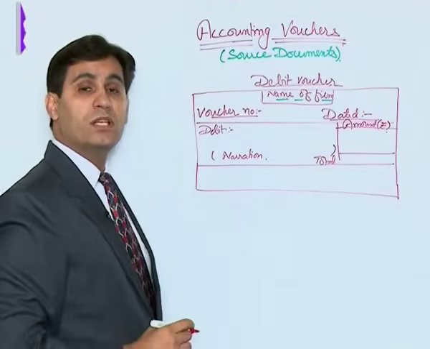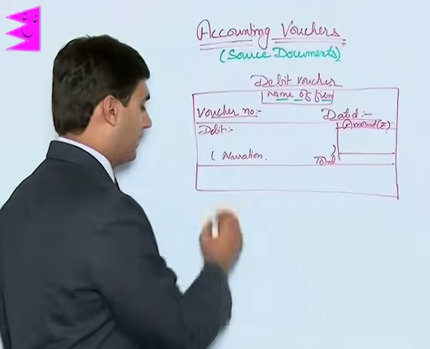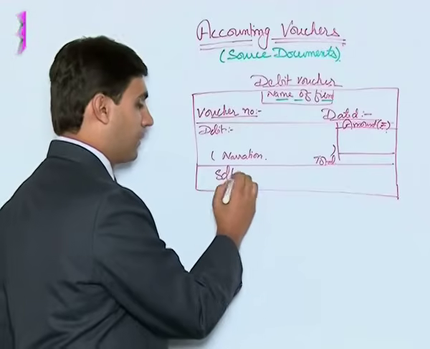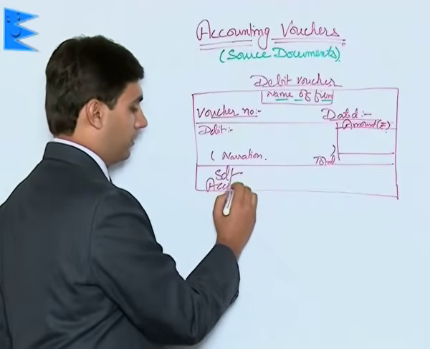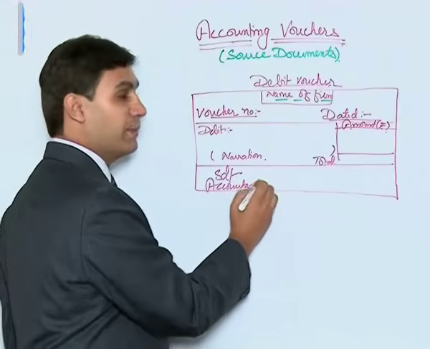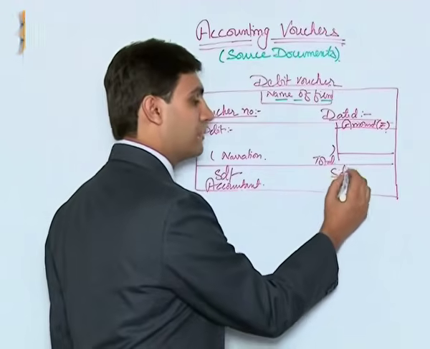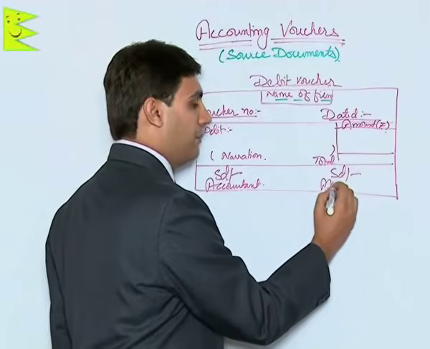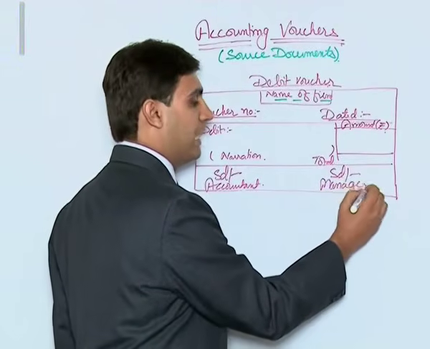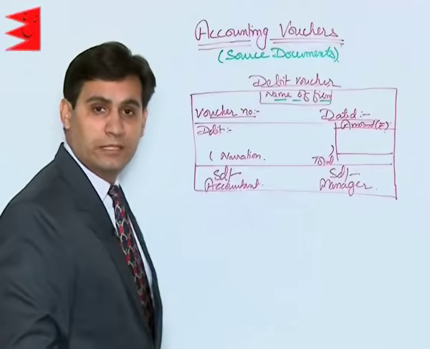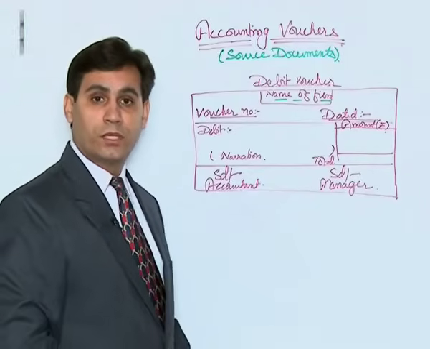Now the voucher must be duly signed by the person who has prepared it. Usually it is the accountant. So it must be signed by the accountant and it must be countersigned by some senior authority, a manager or a head cashier or anybody else who is authorized to do so.